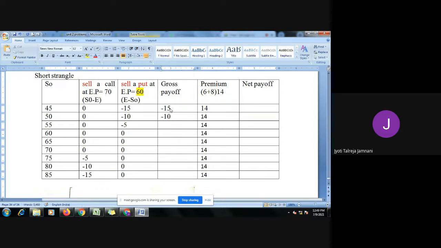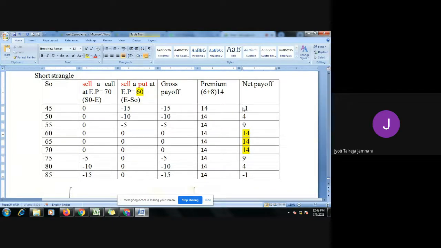Minus 15, minus 10, minus 5. Then we have zeros, then again minus 5, minus 10, and minus 15. So minus 15 plus 14, the net payoff is minus 1 rupee. Minus 10 plus 14, 4 rupees. 9, 14, 14, 14 positive. Then again 9, 4, and minus 1.